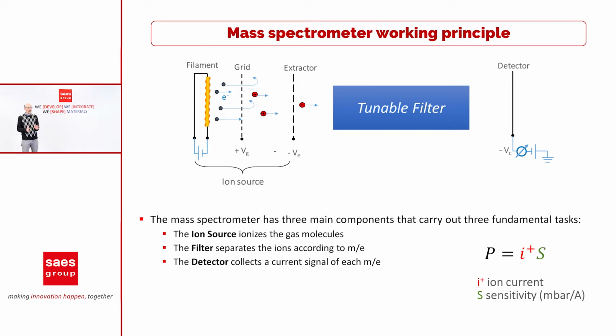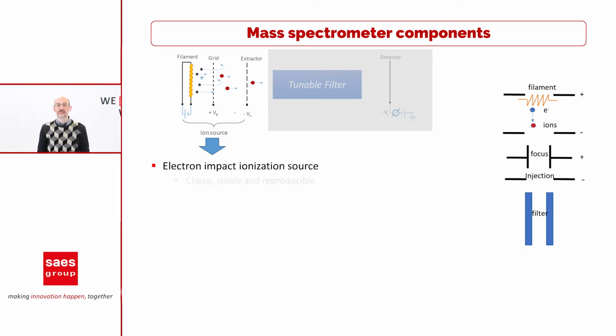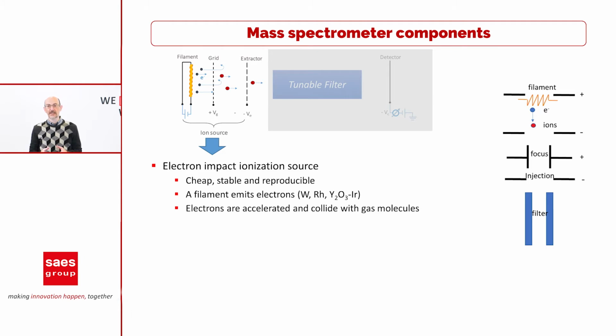Let's say something more about each of the three components. Commonly for vacuum technology applications, the ion source is an electron impact ionization source. Because it is rather cheap, it is very stable and reproducible. A filament emits electrons via thermionic effect. The filament can be made of tungsten, rhenium, or yttrium oxide-coated iridium, depending on the application needs. Electrons are accelerated and collide with the gas molecules.